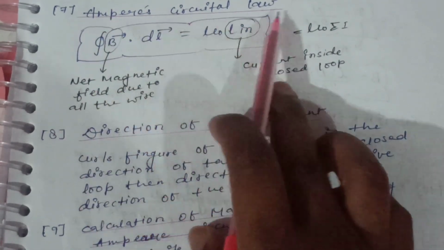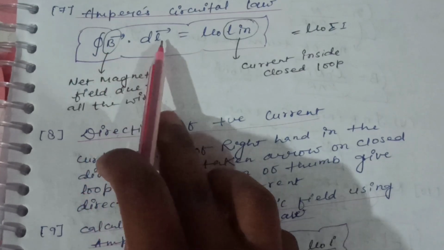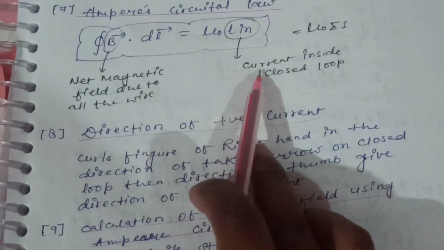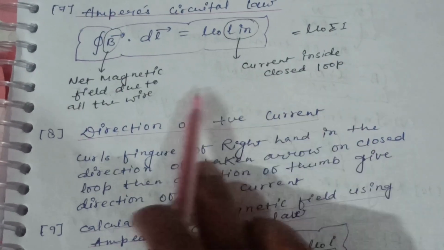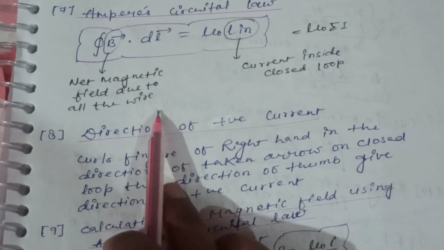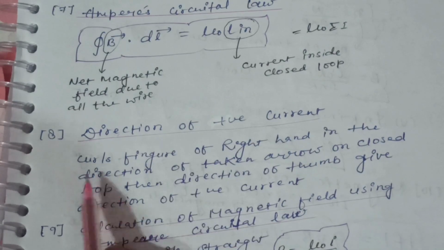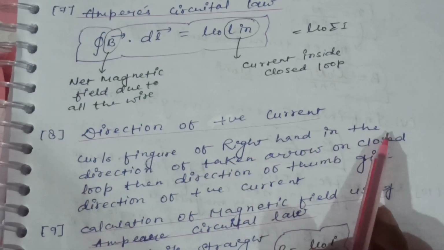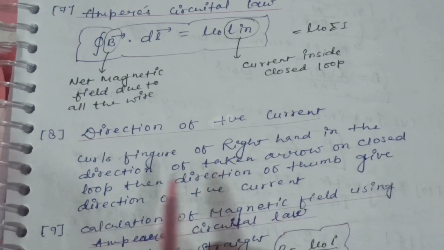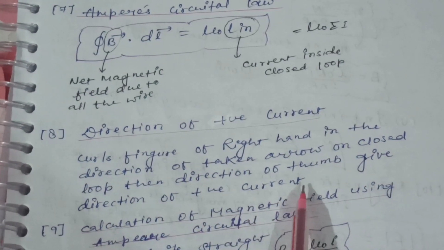Ampere's circuital law: the closed integral of B vector dot dl is equal to mu naught I, where I is the current inside the closed loop. Net magnetic field due to wire. Direction of positive current: curl the fingers of the right hand in the direction of the taken arrow on the closed loop, then the direction of the thumb gives the direction of positive current.